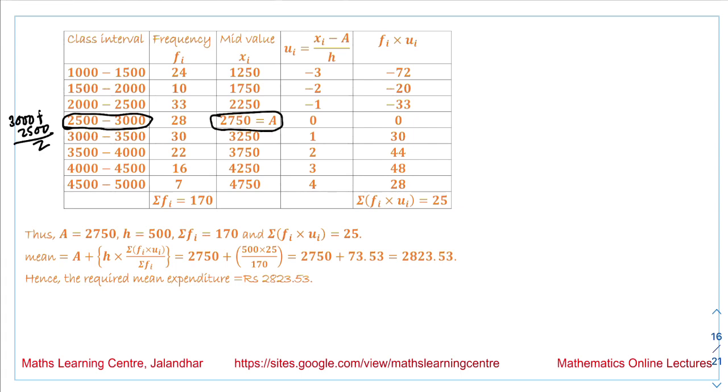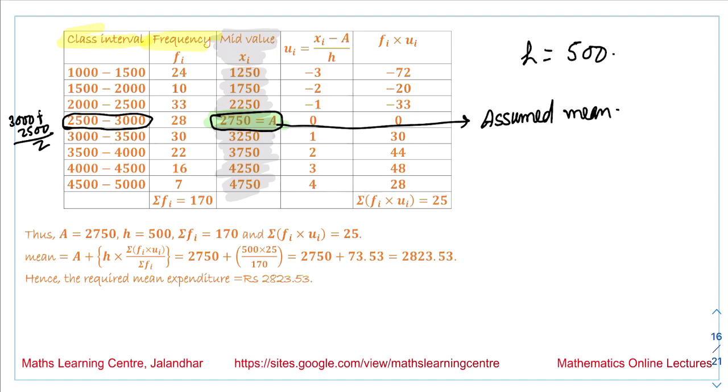So the first step we have to do, we are writing the class interval, we are writing the frequency, and the first step is to write the mid values using the formula: upper limit plus lower limit divided by 2, and these are the values that we will obtain. Now we are assuming that this value 2750 is the assumed mean. The value of h that we have is equal to 500.